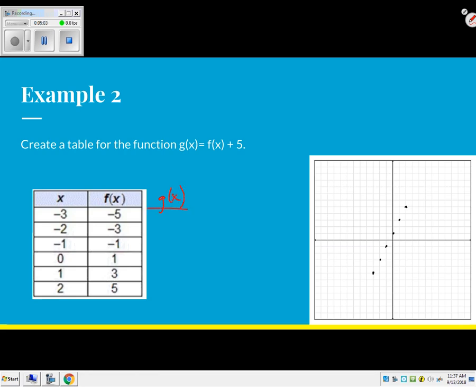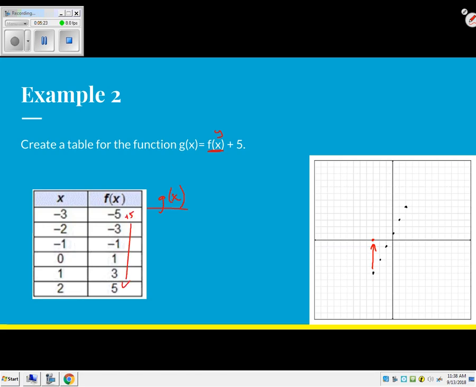Column for my g of x. Think about what this is doing. I'm taking all of my f of x, or all my y values, and just adding 5 to it. So that's going to make it so this black point right here comes up 1, 2, 3, 4, 5. So this black point just comes straight up. So all of my y values, I'm just looking at adding 5 to, all the way down.